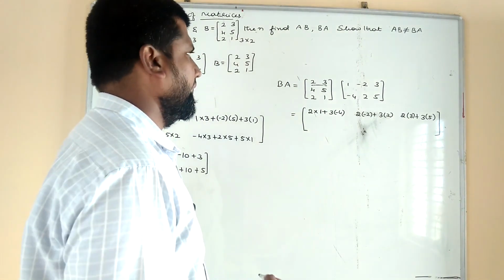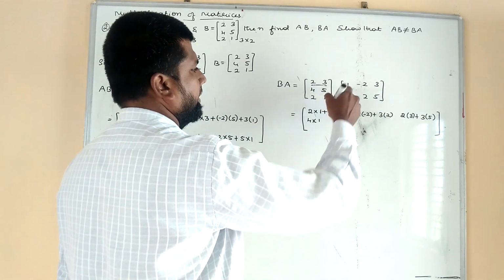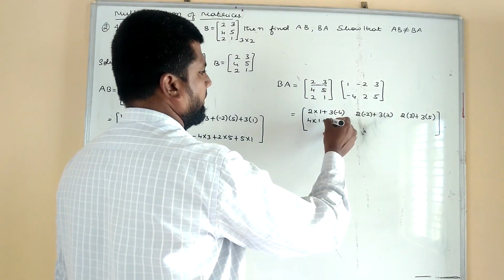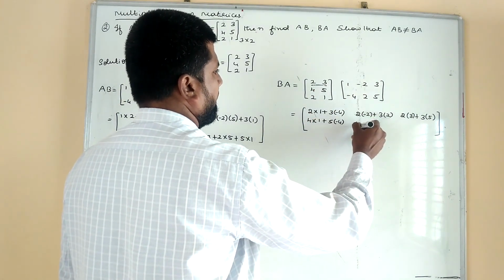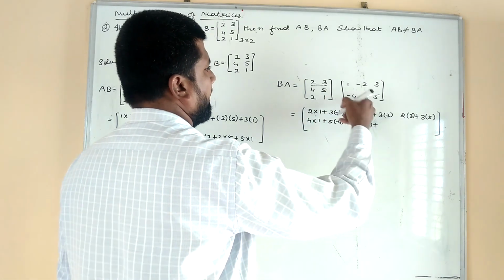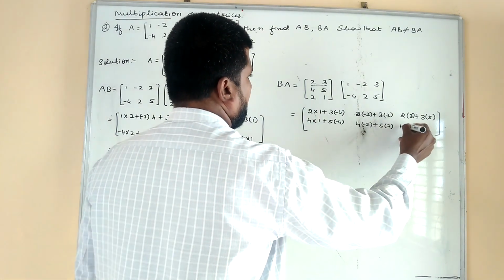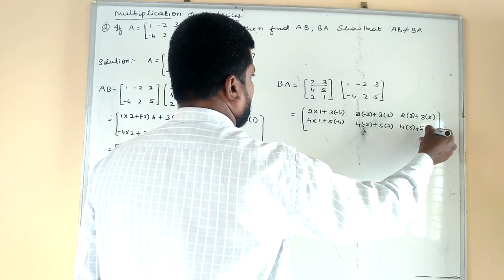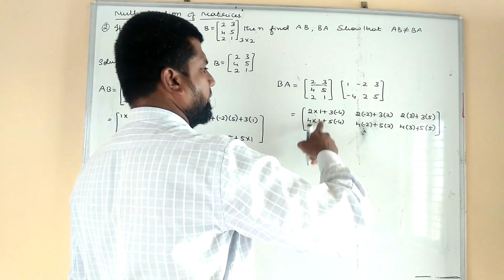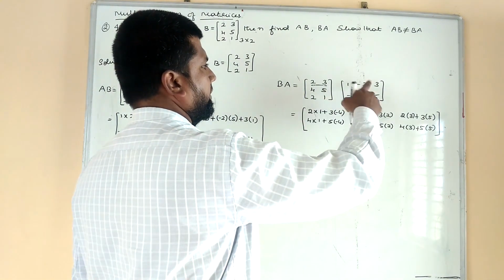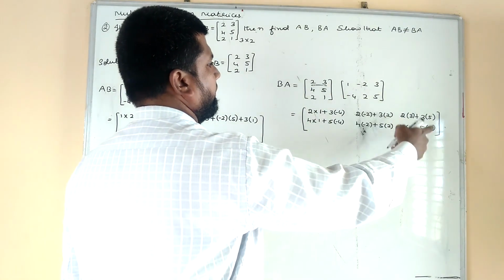Now let us go for the second row and the first column: 4 into 1 plus 5 into minus 4. Then second row, second column: 4 into minus 2 plus 5 into 2. Then second row, third column: 4 into 3 plus 5 into 5. So let us see: 4 into 1, 5 into minus 4, 4 into minus 2, 5 into 2, then 4 into 3, then 5 into 5.